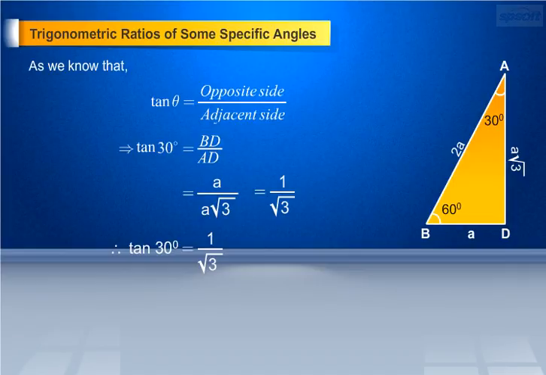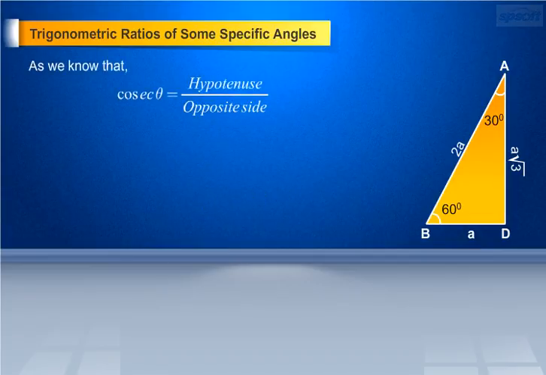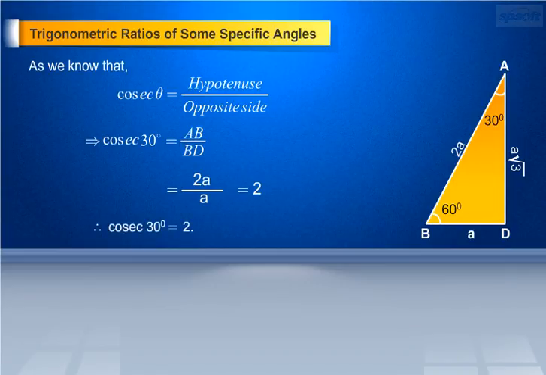Let's now find the value of cosecant 30 degrees. As we know that cosecant theta equals hypotenuse by opposite side. This implies that cosecant 30 degrees equals AB by BD, since AB equals 2a, and BD equals a. This is equal to 2a by a. This is equal to 2. Therefore cosecant 30 degrees equals 2.